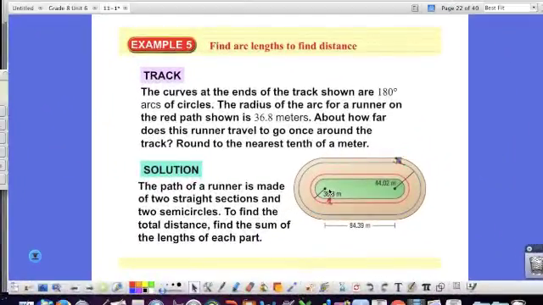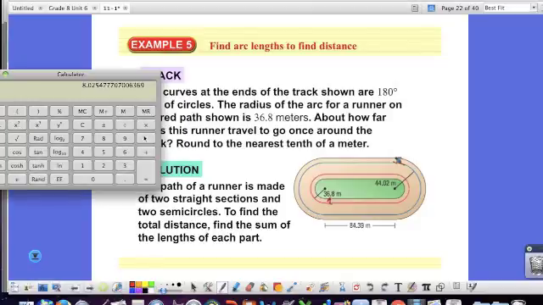Word problem here. We have a track, and the track curves at the ends are 180-degree arcs of circles. The radius of the arc for a runner on the red path is 36.8 meters. About how far does the runner travel to go once around the track? So the path of the runner is two straight sections, 84.39 and 84.39, and then two half circles that have a radius of 36.8, so you're going to find the circumference of those. We're going to add up parts here basically. So we have 84.39.